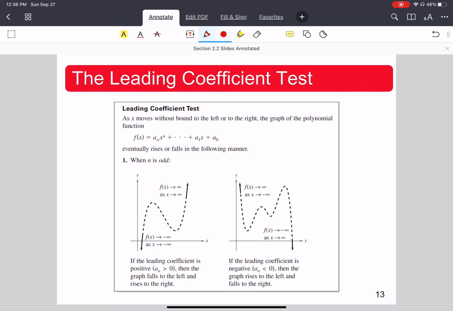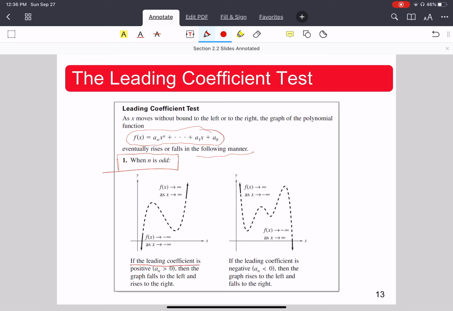So the test goes as the following. As x moves without bound to the left or right, the graph of the polynomial function, this is a generic formula for a polynomial function, eventually rises or falls in the following manner. So two conditions for that. One, if n is odd, meaning the degree of the polynomial is odd, then two scenarios happen.